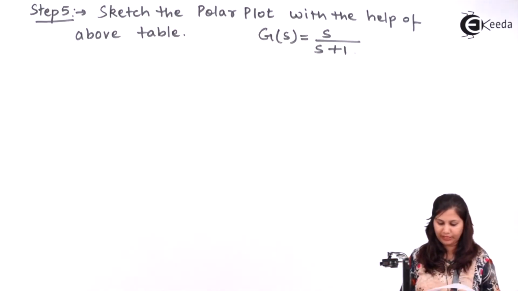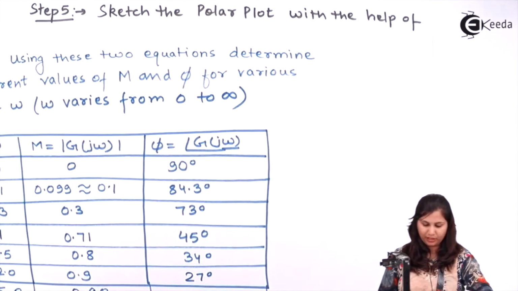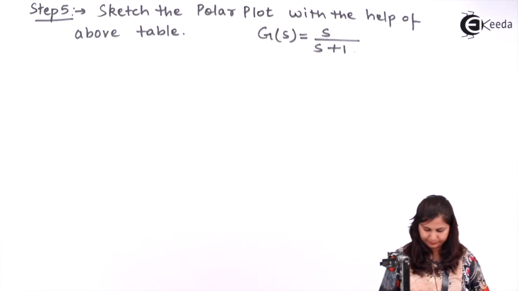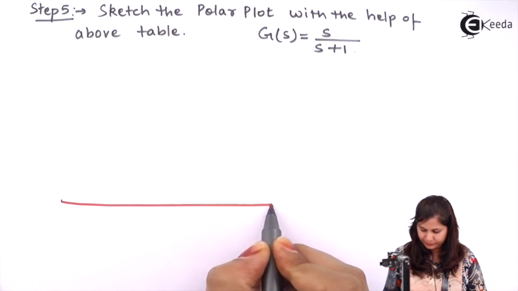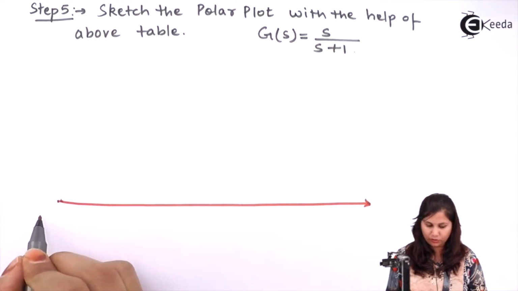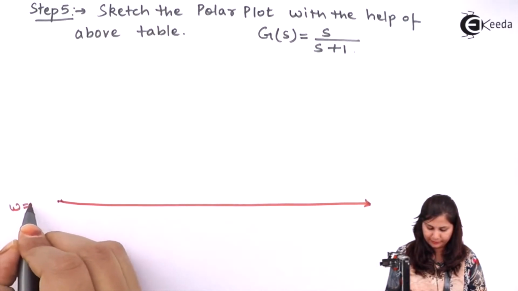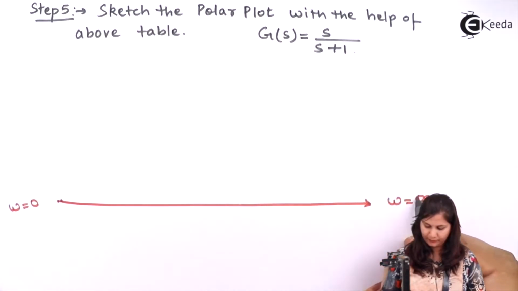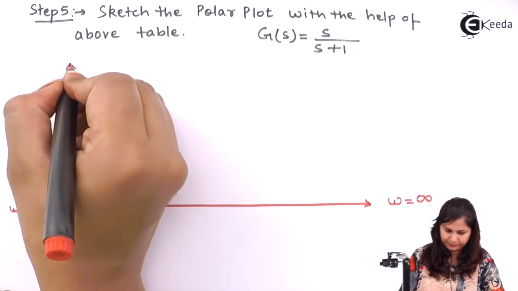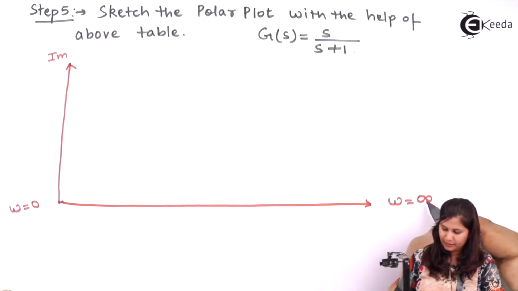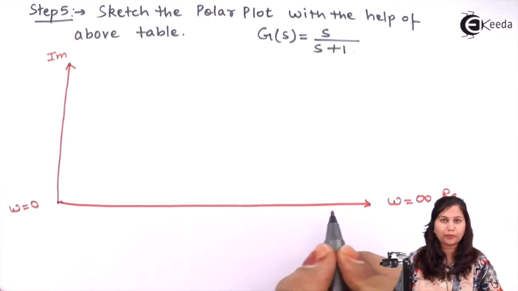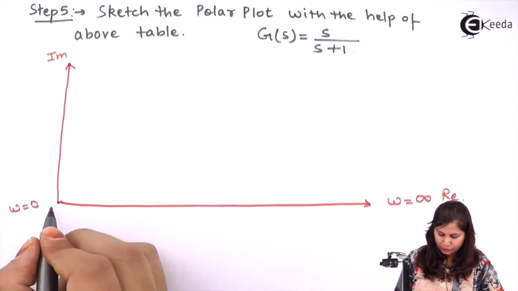Now in the table we were having the various values of omega. So on this axis we will take various values of omega, starting from omega equals 0 to omega equals infinity. This is our imaginary axis, this is our real axis. Now we have to choose a proper scale for the magnitude. So this is 0.